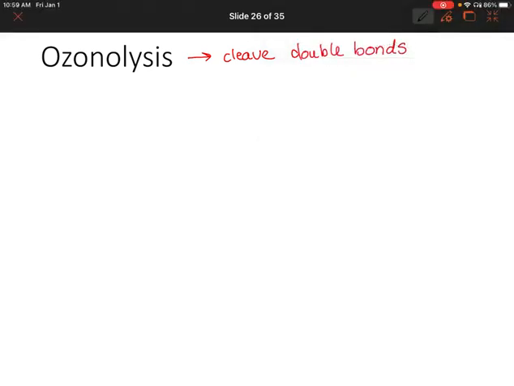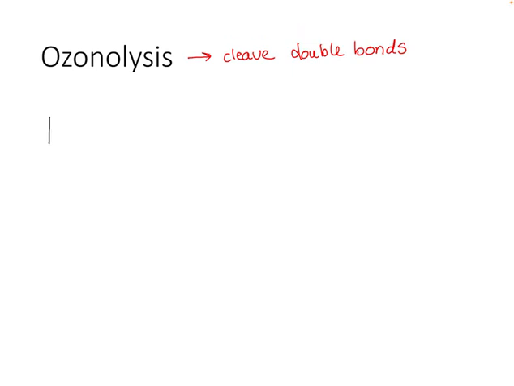Okay, so let's start with an example just to kind of show you what's going on here. Let's start with cyclohexene. And I'm going to draw the hydrogens that are attached to this double bond because that's going to be important in our products.